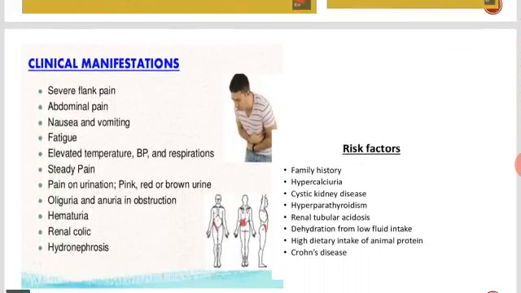hydronephrosis. The risk factors may be due to a genetic problem or family history, hypercalciuria, increased calcium, cystic kidney disease, hyperparathyroidism, renal tubular acidosis, dehydration from low fluid intake, high dietary intake of animal protein, Crohn's disease.